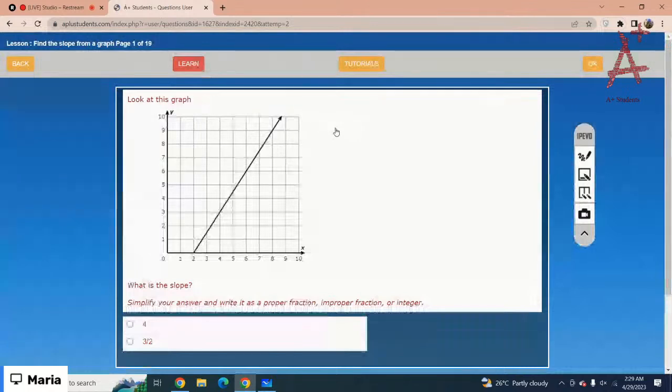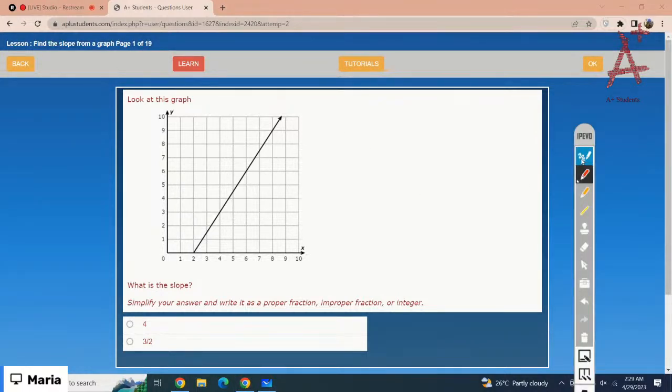Okay, look at this graph. What is the slope? Okay, I'm going to select any 2 points. This one and this one. Got it? Just look at the change. You can see here 1, 2, 2 points on the x-axis, and on the y-axis you have 1, 2, and 3. You have 3 points here. So it would be 3 over 2.